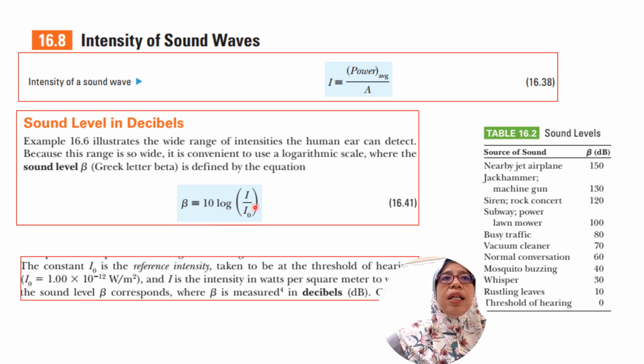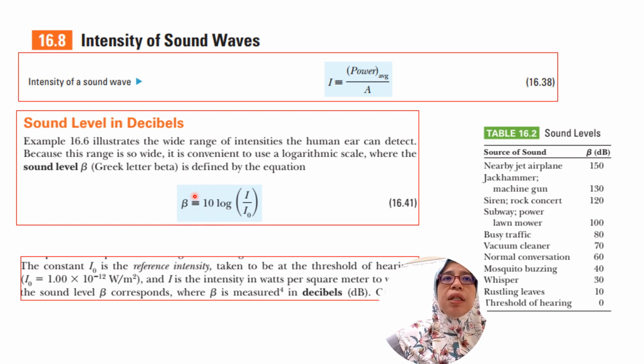The threshold of hearing has a value of 1 times 10 to the power of -12. This one is used, and we usually ask you to memorize it. In terms of intensity, it is in watts per meter squared, because it is power per meter area. Alright, and then we take the log of this ratio and multiply it by 10.